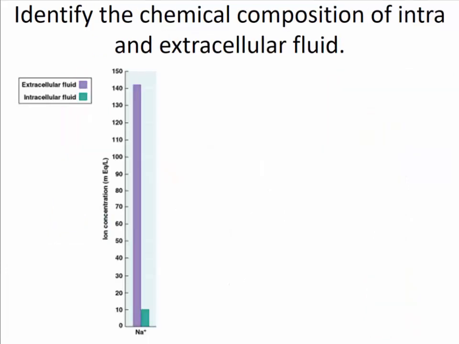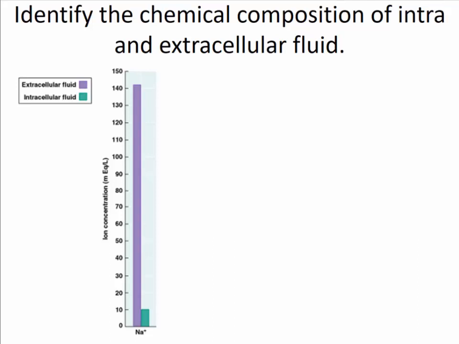So now we want to identify the chemical composition of intra and extracellular fluid. The following is a graph that will reveal a little bit at a time here, where the purple bar for the graph is representing the extracellular fluid of the body, and then the blue is representing the intracellular fluid. So purple for outside of the cells, the blue for inside of the cells.